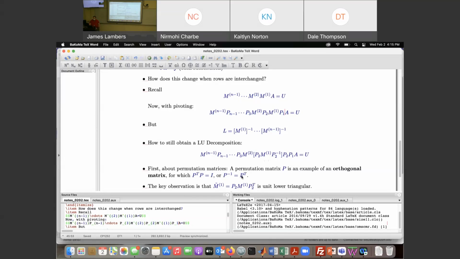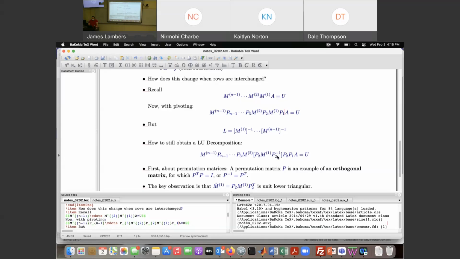P inverse is equal to P transpose, which is a great property to have, because computing the inverse of a matrix is generally a major chore. I advise at the beginning of a course, it's not something you do. It's not practical. But if it's an orthogonal matrix, there's nothing to do. You just transpose.